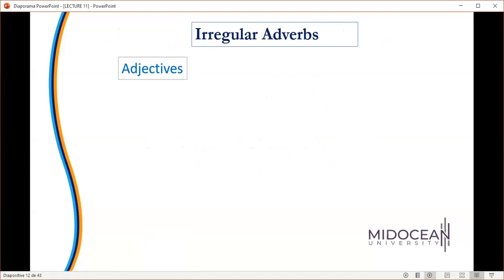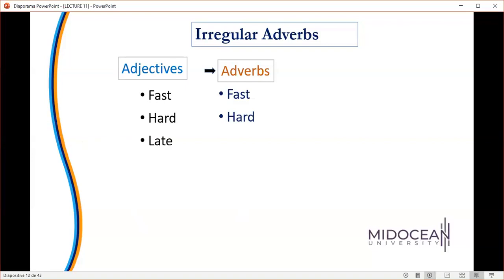Irregular adverbs. Donc, these adverbs are irregular. So, fast, the adverb is also fast. The adjective hard, the adverb hard. Late, adjective, adverb late. Early, adjective, so adverb early. Good, adverb good. So, sorry, the adjective good, the adverb well.